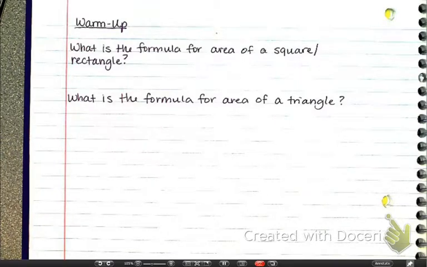Okay, so length times width, base times height, you can write it that way. Either one's fine. I'm going to write it up here. So area, rectangle.